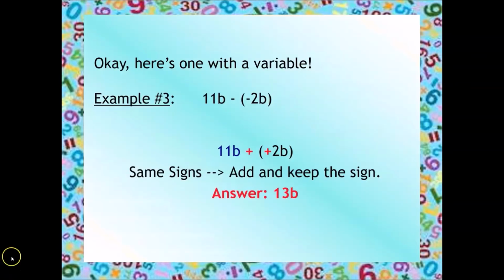Okay, here's one with a variable. 11b minus negative 2b. So we do the same thing. The minus becomes plus, and the negative becomes a positive. So 11b minus negative 2b turns to 11b plus 2b. Now we're adding two positive terms. 11b plus 2b is equal to 13b.